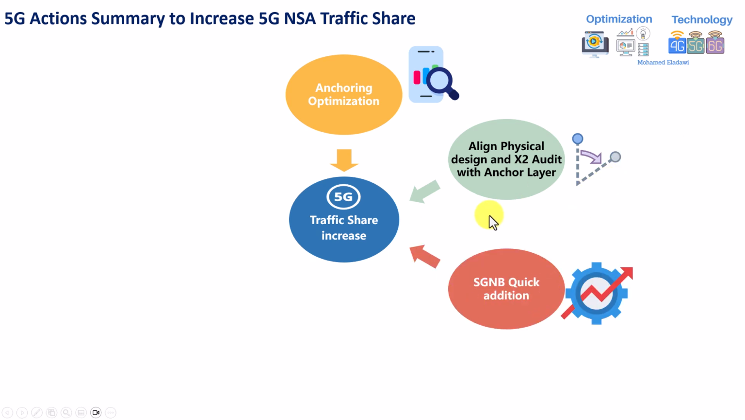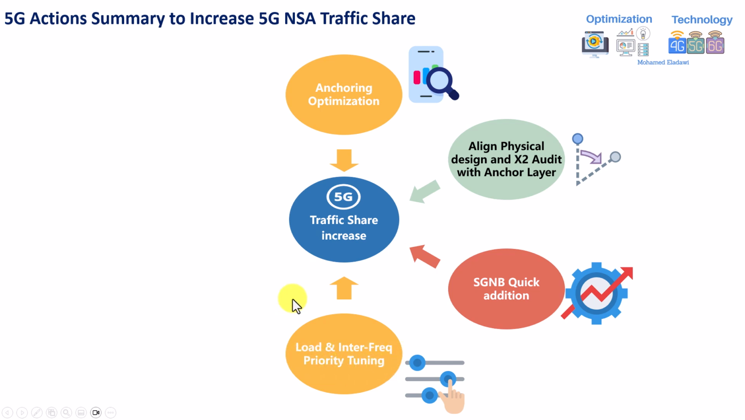Second, it's about some parameters to make a quick SgNB addition, which is related to adding the 5G during the initial setup and so on. This also will be covered in more detail. Then it's about load and inter-frequency priority tuning. If you have any load balancing going on, it might impact your performance, and we'll show some examples of that for 5G camping in general, so it can be reflected in the traffic.